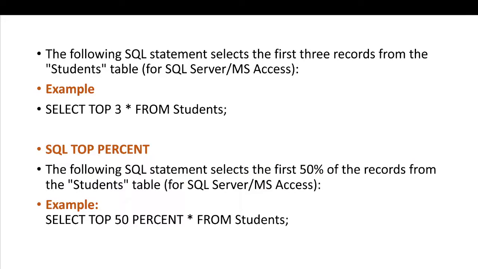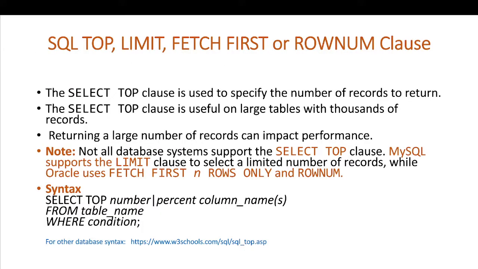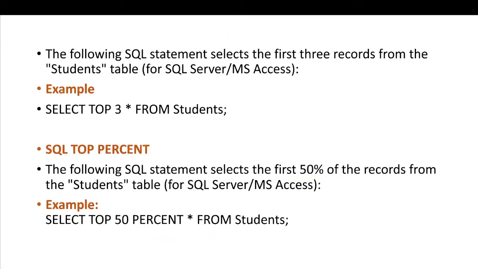So first, we haven't seen why we have to use the TOP clause. The SELECT TOP clause is used to specify the number of records to return. If you give SELECT TOP 3 from a particular table, it will give you the top three records in that table.